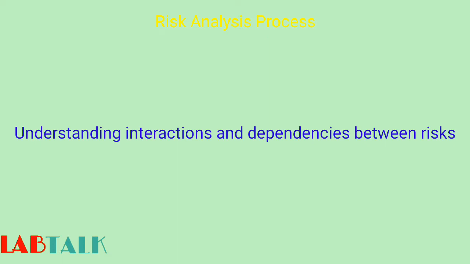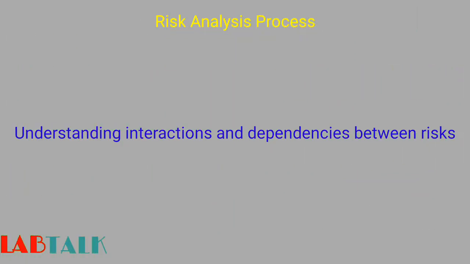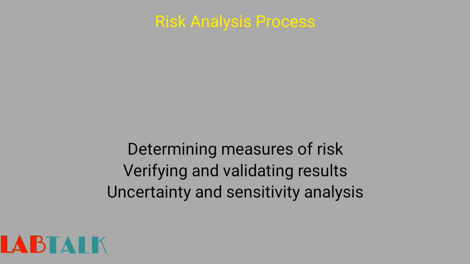Whenever we perform the risk analysis process, we are going to see the interactions of different risks in the same process and their dependencies on each other, or how they will be dependent or interrelated with each other. The next thing is determining measures of risk and verifying and validating the results along with the uncertainties and sensitivity. So whatever risks are determined, we are going to measure the seriousness or the level of risk along with verifying and validating their results as well as uncertainties and sensitivity in the risk analysis process.